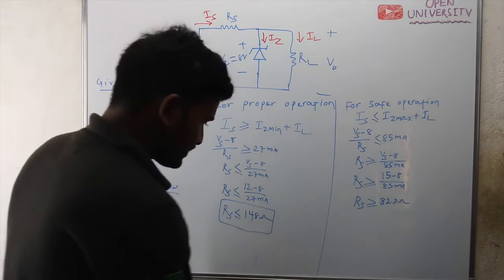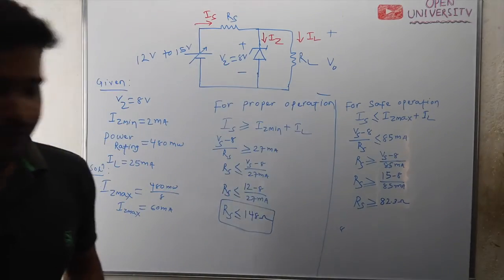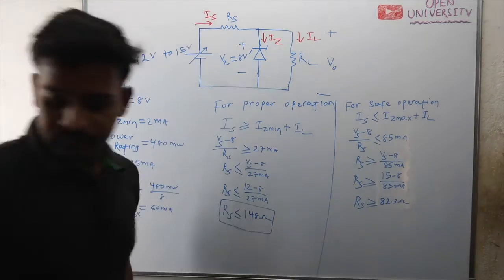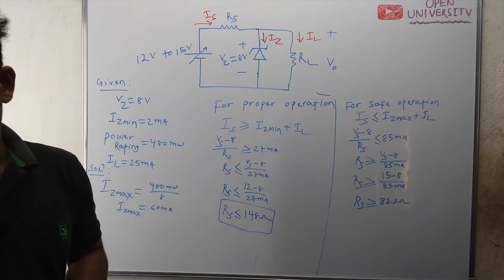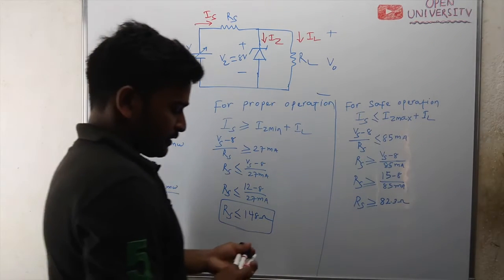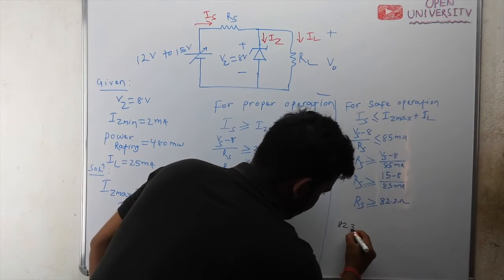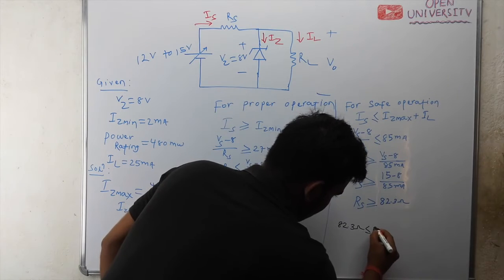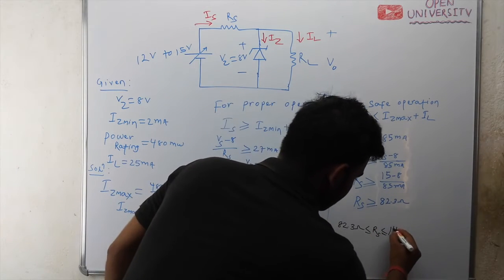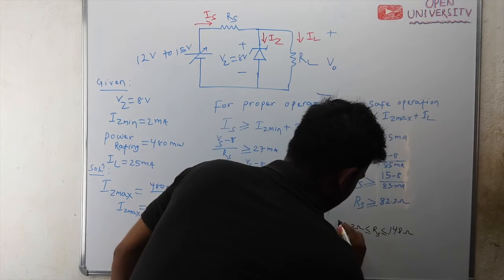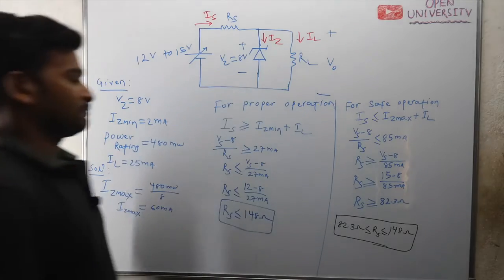So your RS should lie in between. It is asked to calculate the value of RS so that the output remains regulated. So RS should be in between 82.3 ohm to 148 ohm. This should be the range of RS. This is the answer.